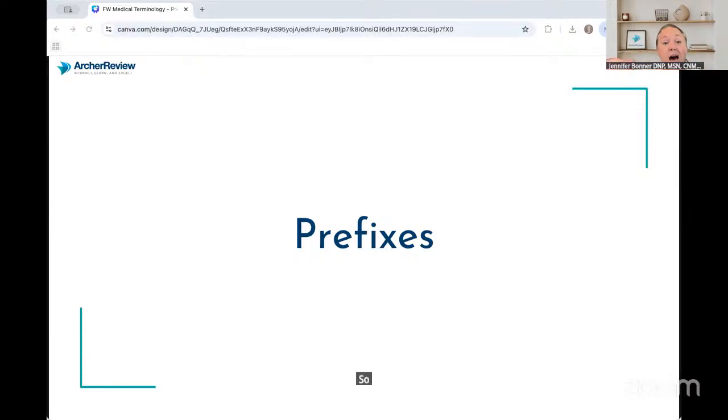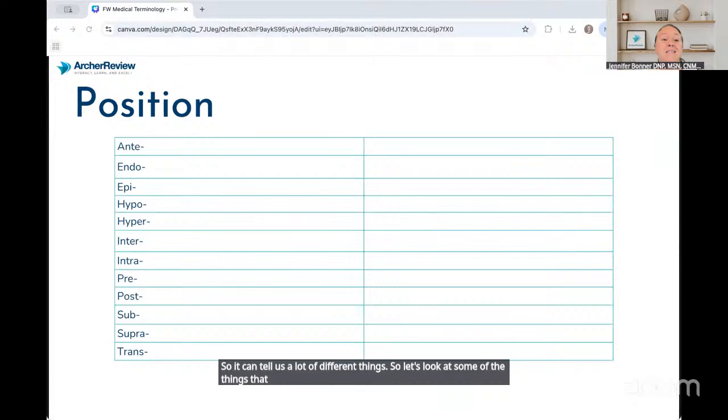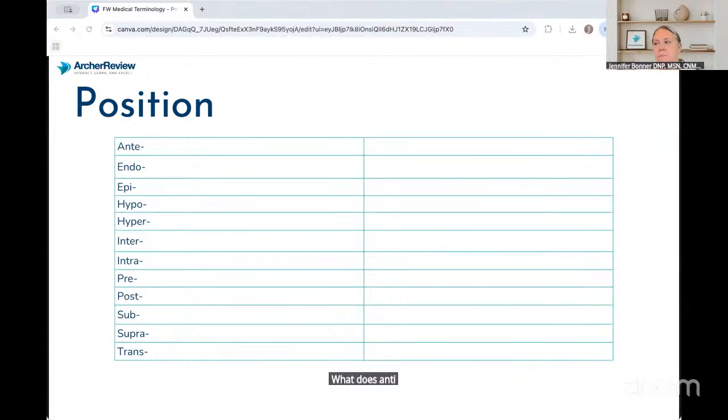So it can tell us a lot of different things. Let's look at some of the things that we might see as a prefix. So we have something like ante. What does ante mean? What is ante referring to? It's not your mom or dad's sister. Before. Okay, I'm seeing a lot of befores. How would you see this in a word? Can somebody give me a word that might use the prefix ante?